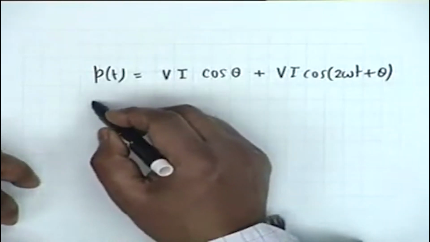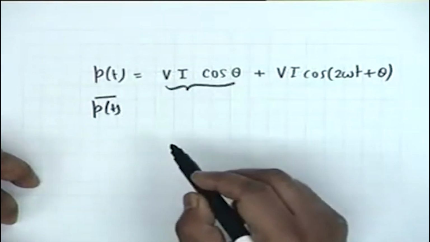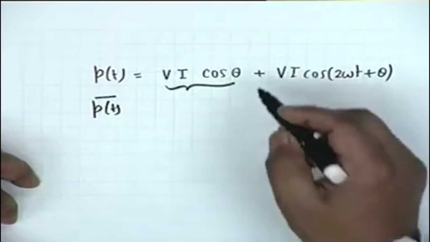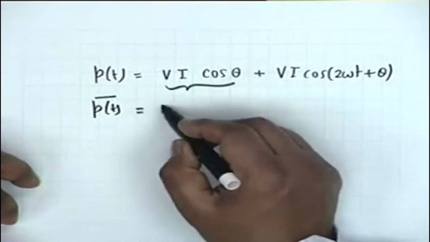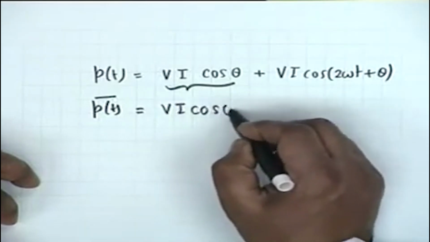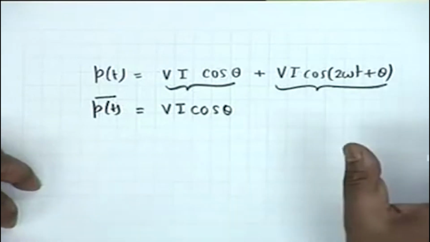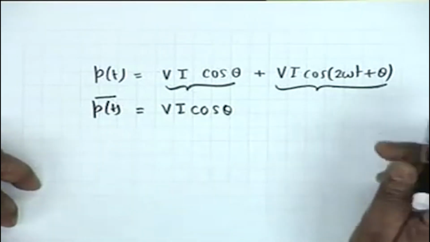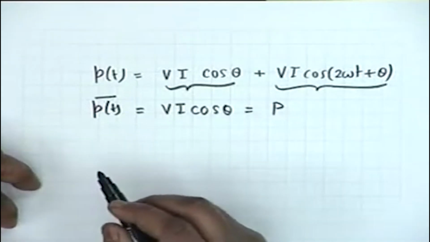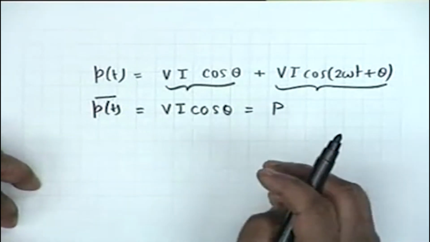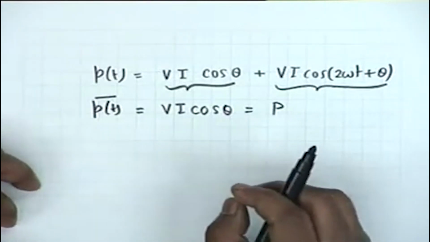Now if I take the average value of this over one period, the first term is a constant, so it does not matter. You are simply multiplying this by capital T and dividing by capital T, so this would be Vi cosine theta. On the other hand, the average value of a cosine over one period is equal to 0, and therefore the average value of small p is simply Vi cosine theta, and this represents the power dissipated in the circuit.